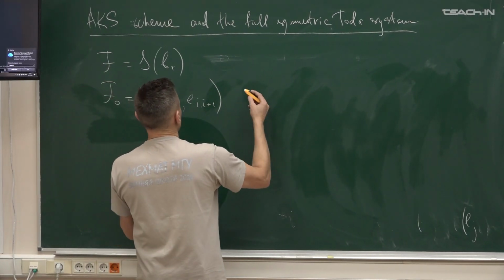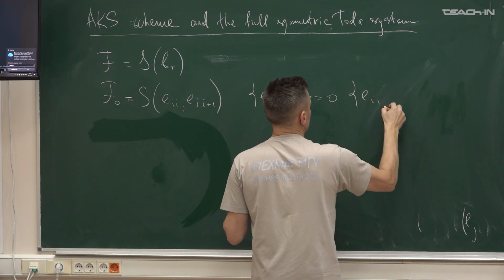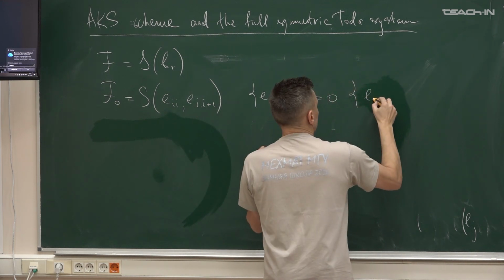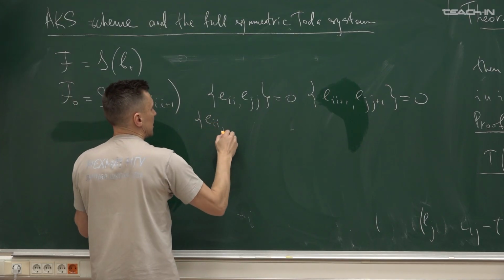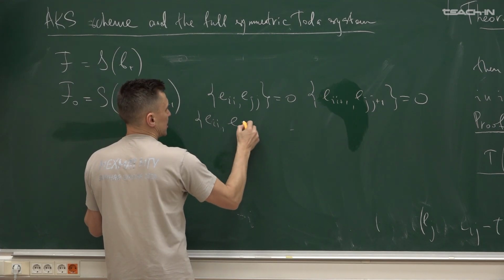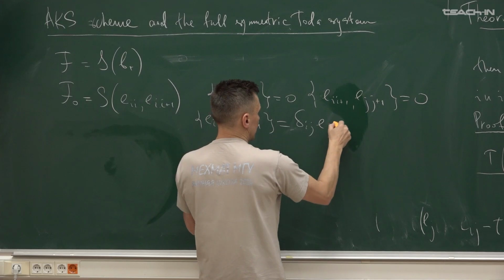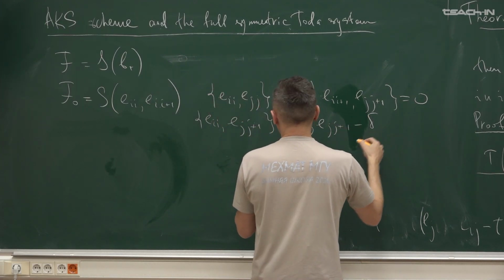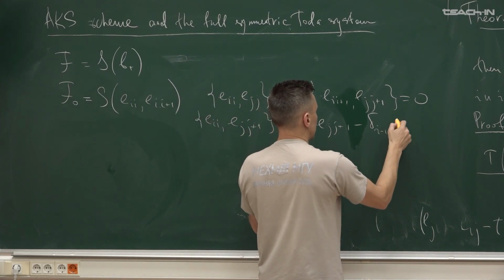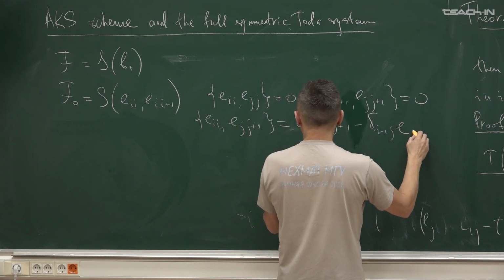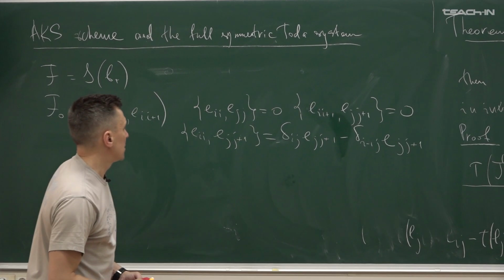And the Poisson bracket is the following: {E_ii, E_jj} = 0, {E_ii, E_i+1,j+1} is also equal to 0, and {E_ii, E_j,j+1} is equal to delta_ij E_j,j+1 minus delta_{j, i-1} E_{i-1,j}, the same for j plus 1. Okay, something like this.